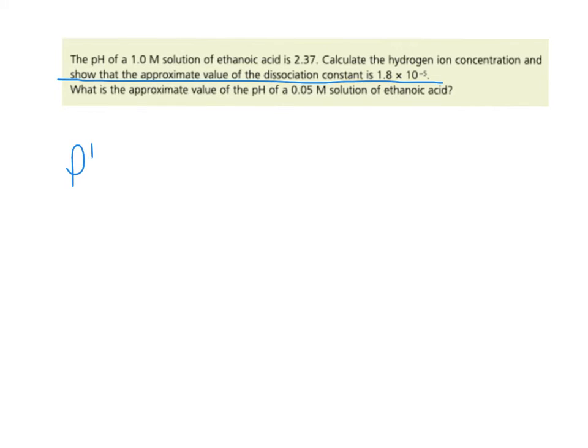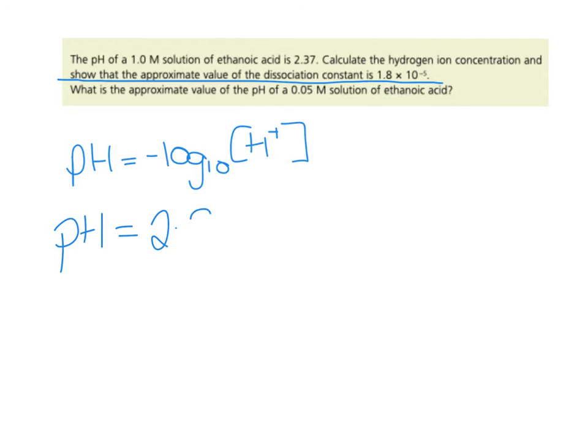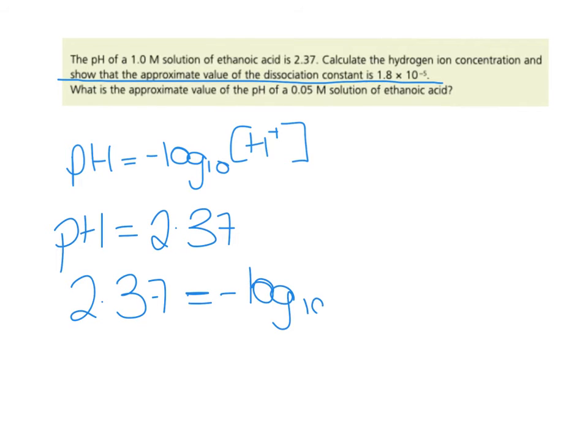If I was to write down my formula for pH, it would be pH is equal to minus log base 10 H plus ion concentration. This time around, I know my answer for pH. In this example, our pH is equal to 2.37. I'm given that in the question. So we rewrite it as 2.37 is equal to minus log to the base 10 of the H plus ion concentration.